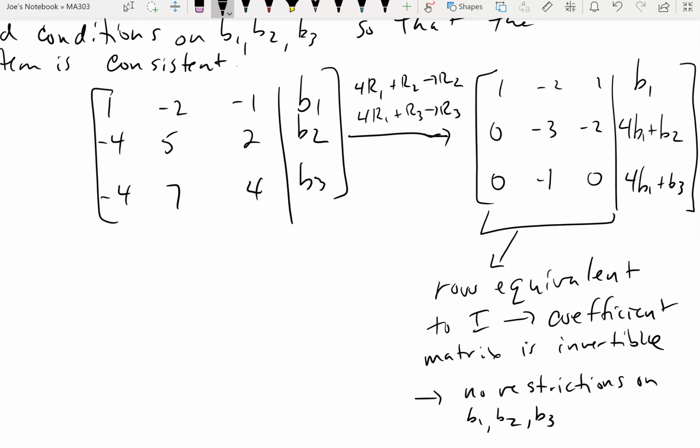Now again, this one was a special case. This was a special case because I was able to get a 0 here and a 1 here, right? Pretty quickly. Which meant that I could see that I'd get a pivot in column 2 and a pivot in column 3, because I wouldn't be able to kill this one, right?